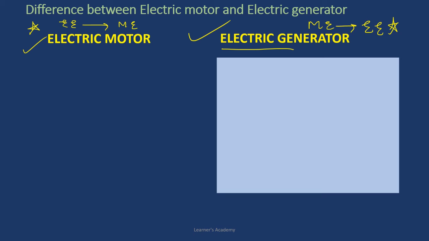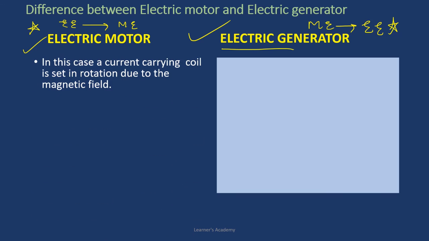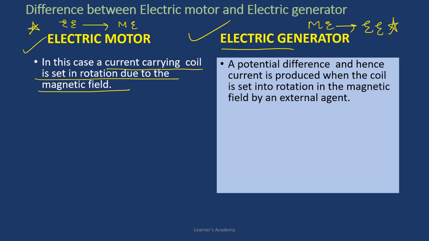Now let us see the point-wise difference between electric motor and electric generator. The first point: in an electric motor, the current carrying coil is set in rotation due to the magnetic field. In case of electric generator, a potential difference and hence current is produced when the coil is set into rotation in the magnetic field by an external agent. So there is a use of external agent.